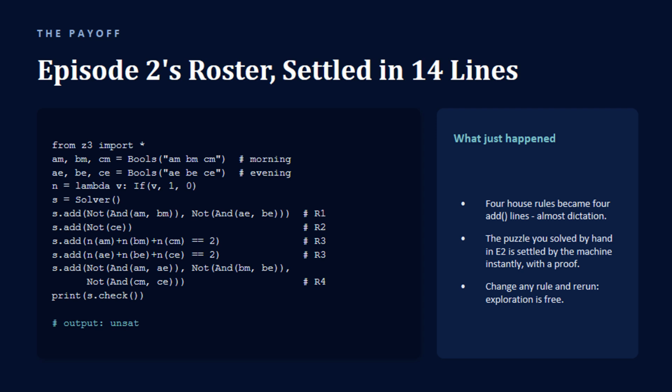Remember the roster puzzle from episode 2, the one you solved by hand and got stuck twice? Here it is, settled, in 14 lines.